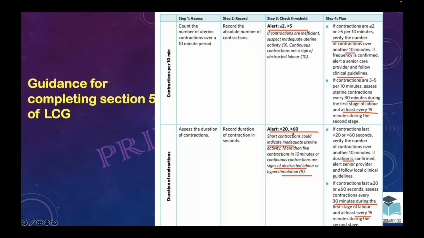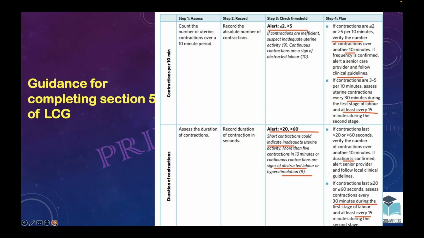If the alert is there, they will verify it one more time after another 10 minutes. If it is still alert, a senior professional would be informed. But if it is within normal range, the number and duration of contractions would be checked at 30-minute intervals in the first stage of labor, and 15-minute intervals in the second stage of labor. So this is the guidance for filling section 5 of the LCG.